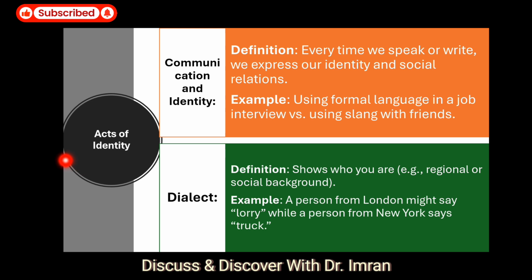Now, acts of identity, communication and identity. Definition: every time we speak or write, we express our identity and social relationship. So whenever we speak or write through language, we express our identity and social relationship. What is our identity? For example, when I speak, I might represent my identity as being from the Peshawar region because I use the Yusufzai dialect.